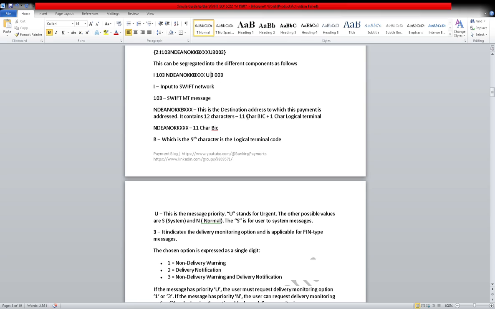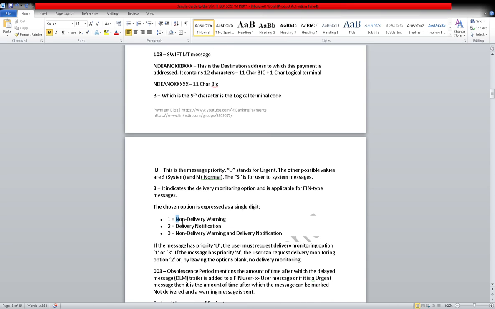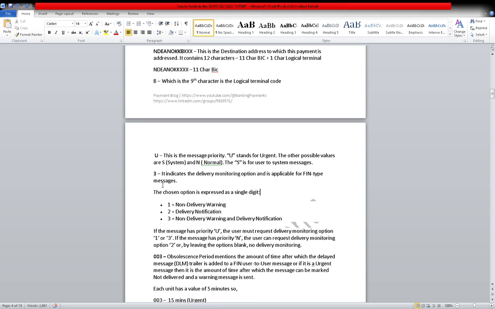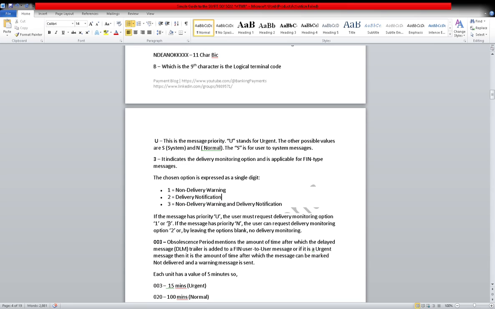Then the next digit is number 3. What does number 3 indicate here? Non-delivery warning, delivery notification, non-delivery warning and delivery notification. So what is the significance of this? Even I also don't know, being honest with you. Though it is mentioned here, what is the significance of delivery warning, delivery notification? I can tell you from the words what it means, but what exactly this does in the message, I'm also not aware.